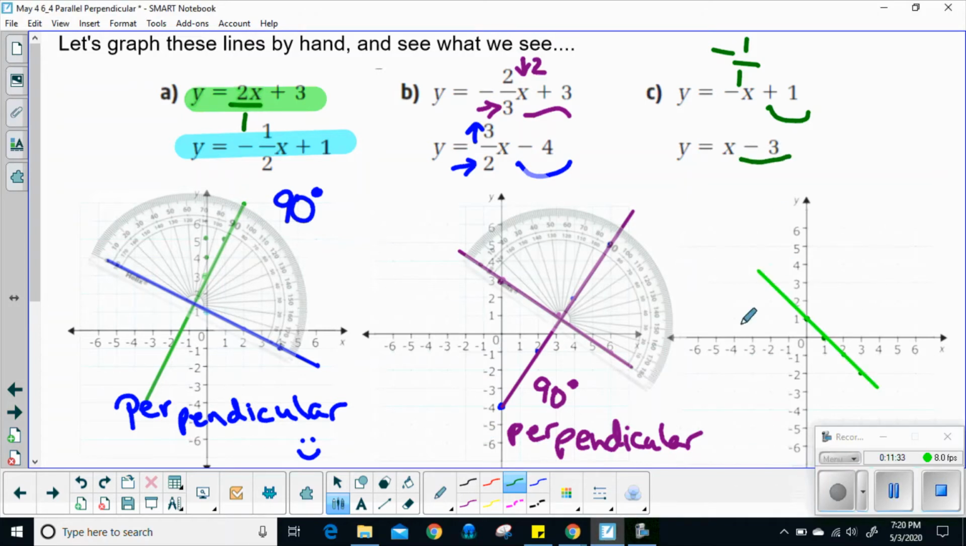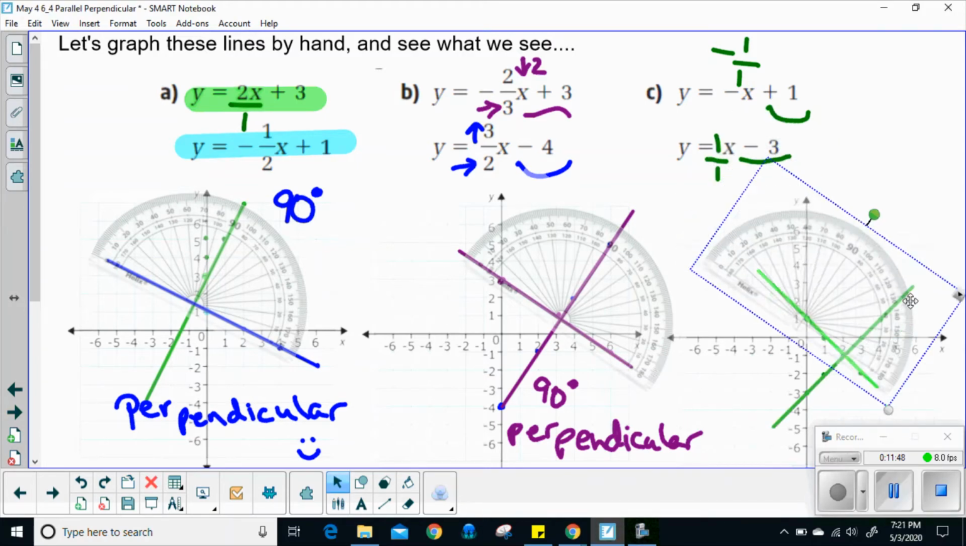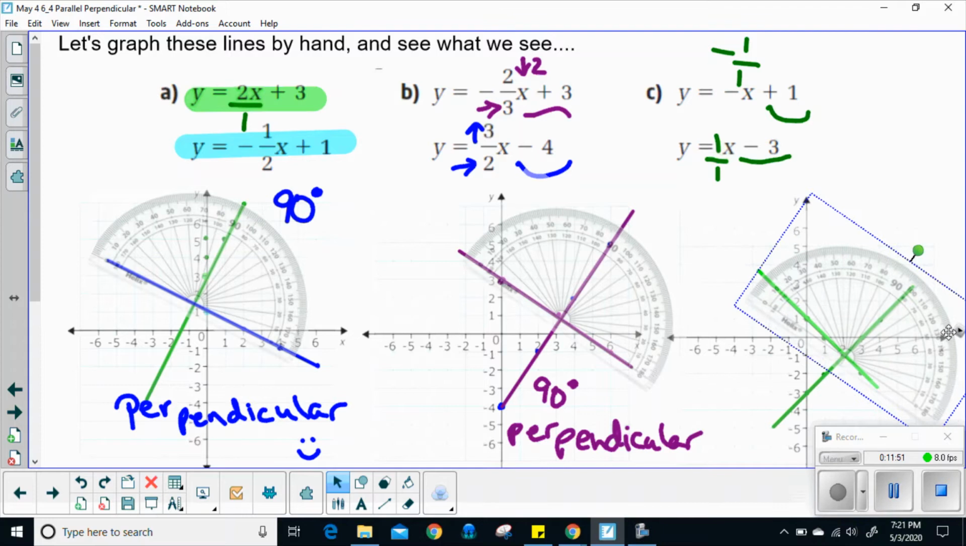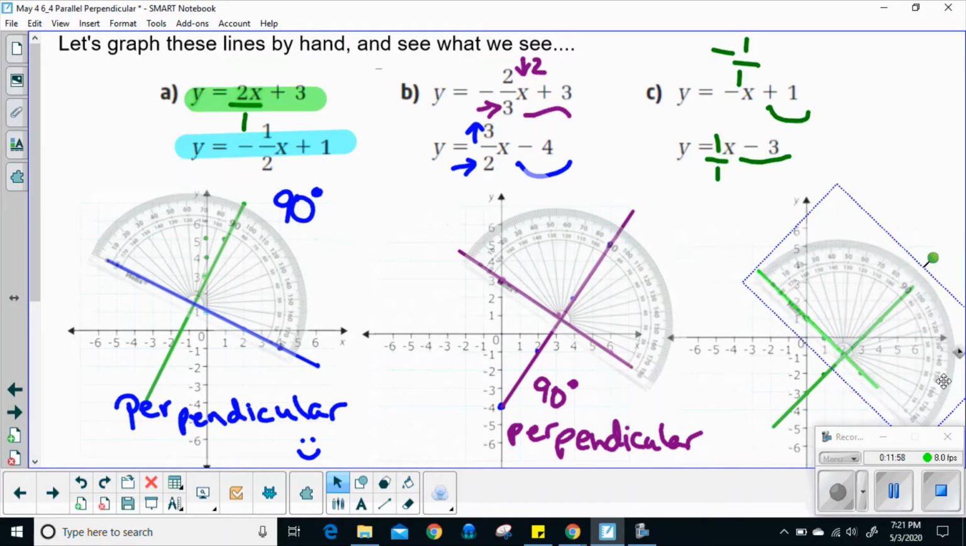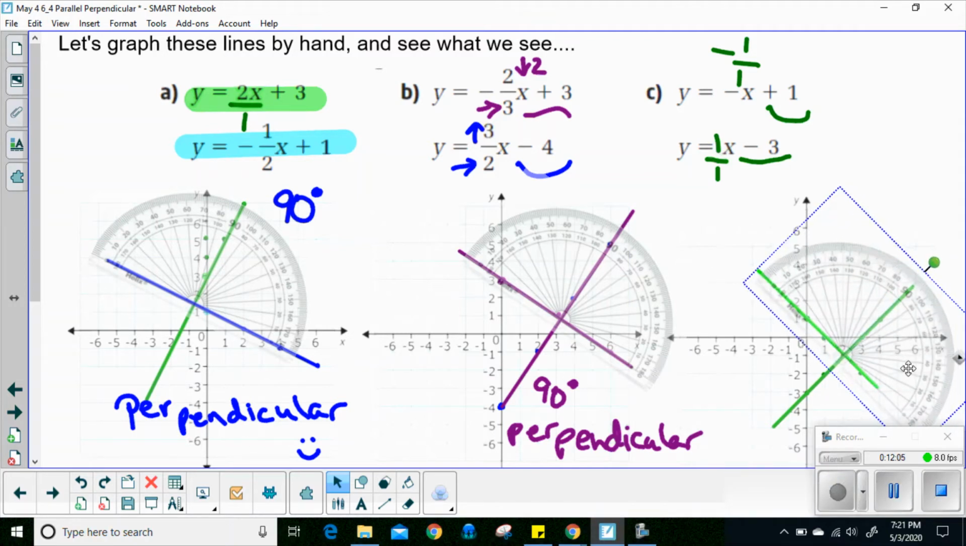Okay, and now I've got a y-intercept of negative 3. There's my dot. And x means I have a slope of 1 over 1. So up 1 over 1, up 1 over 1. So let's graph that line. All right, we've got our 2 lines now. Let's check this out. Rotate to line up. Make sure my center is right on the center. I'm not quite there. Line it up. And there you have it, folks. 90 degrees.